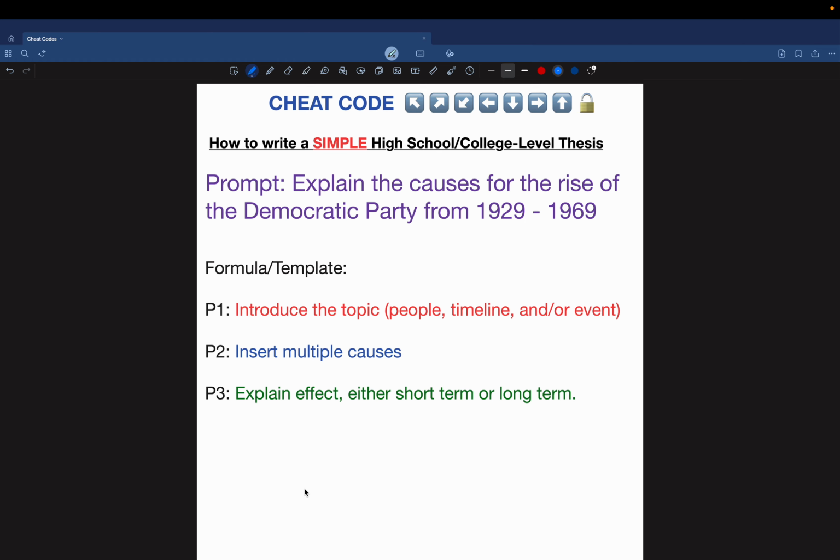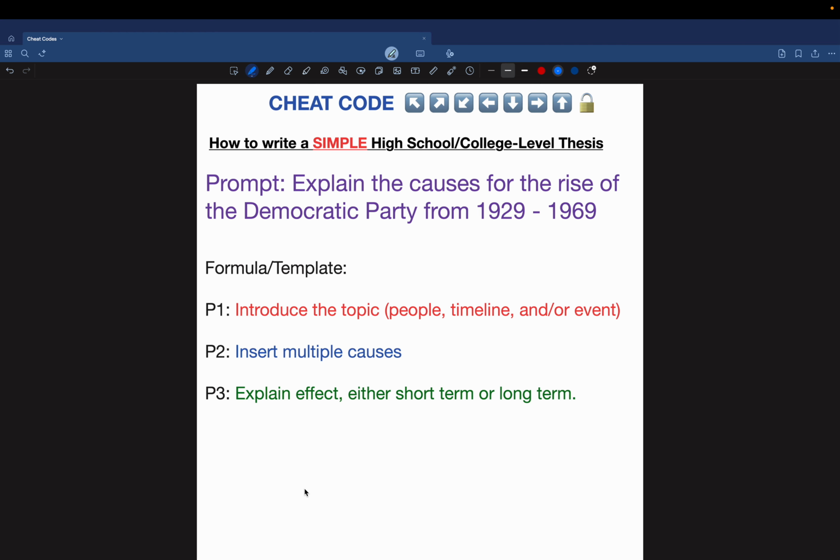To level up test prep, I'm going to give you a cheat code formula on how to write a simple high school college level thesis. The prompt here is one that I designed myself: explain the causes for the rise of the Democratic Party from 1929 to 1969. So it's a three-part formula, just like the last video.